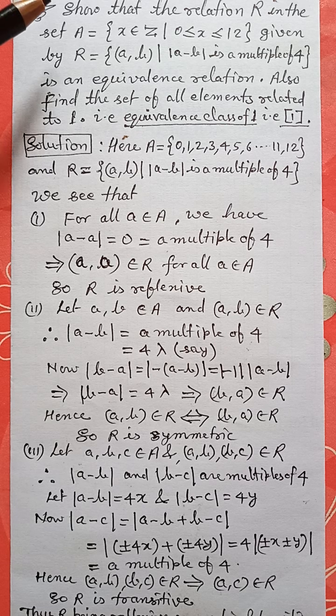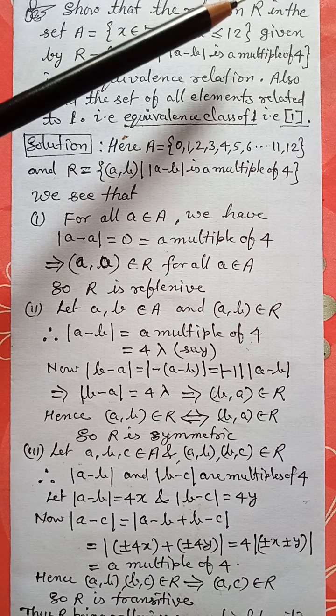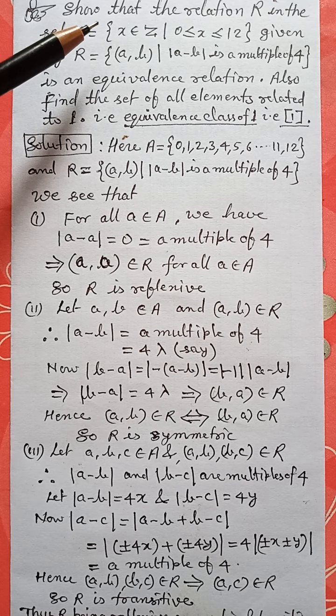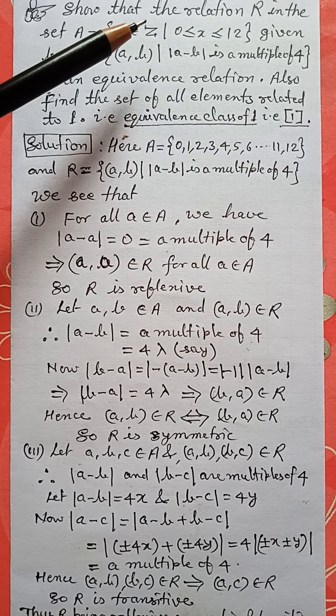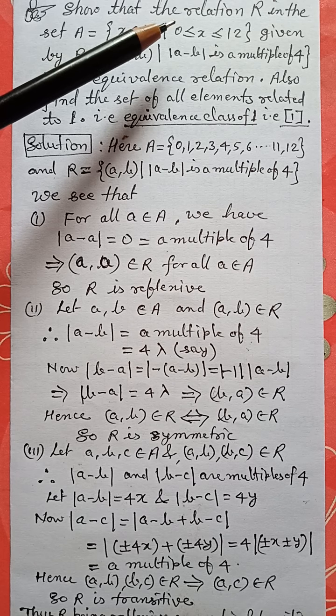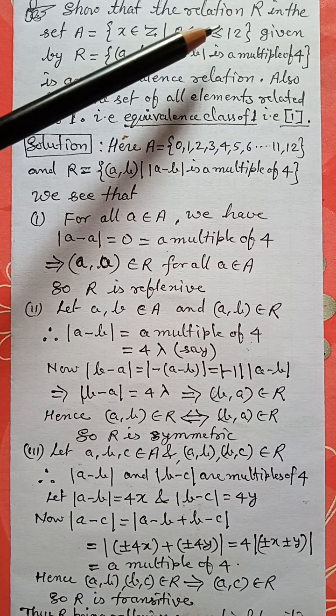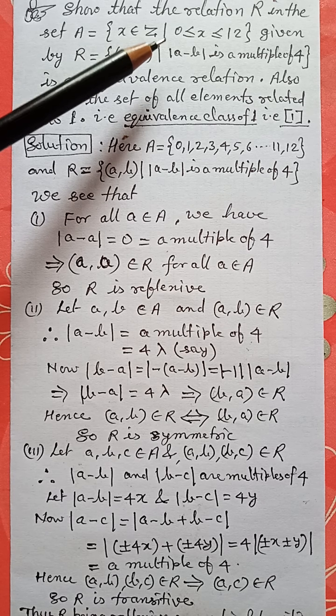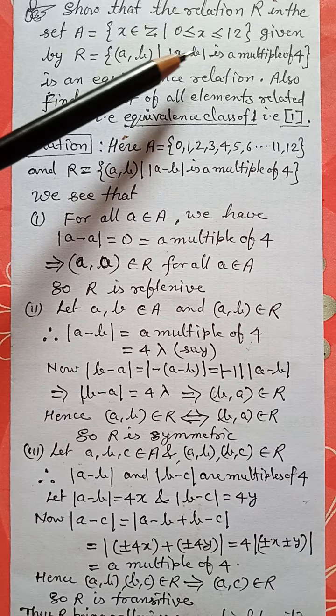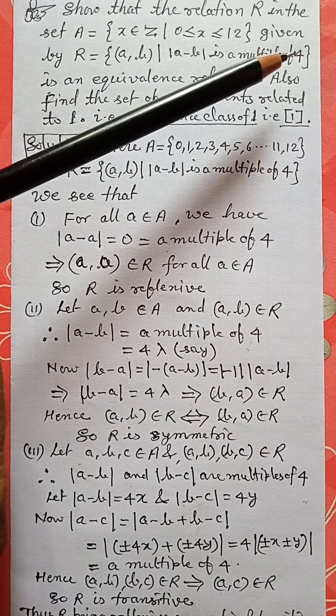The problem is so that the relation R in the set A, the set of all elements X belonging to Z, Z being the set of integers, such that 0 is less than equal to X is less than equal to 12. That means X lies between 0 and 12. Given by R is equal to the set of all ordered pairs (A, B), such that modulus of A minus B is a multiple of 4. That means the difference of A and B is a multiple of 4.